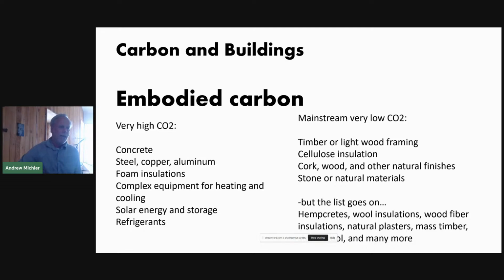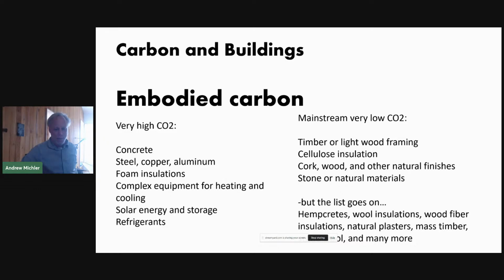So what do we do instead? You may have heard of mass timber. That's becoming very popular in the commercial realm and hopefully more so in the smaller domestic realm. And then things like cellulose insulation. It's almost carbon free. It's a recycled material. It's incredibly good for the cost. It can't be beat for the effectiveness of insulation. So we use that. We use truckloads of that stuff. There's some wonderful materials: cork, wood, other natural finishes, stones, low process materials.